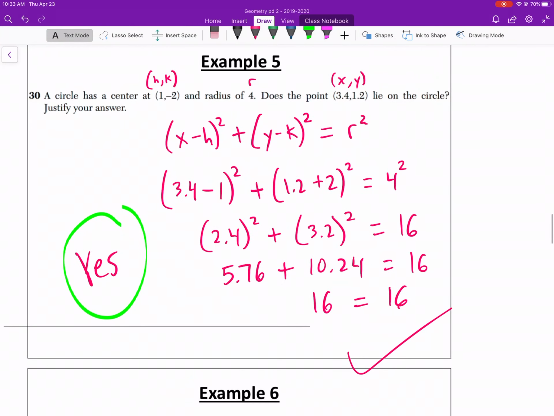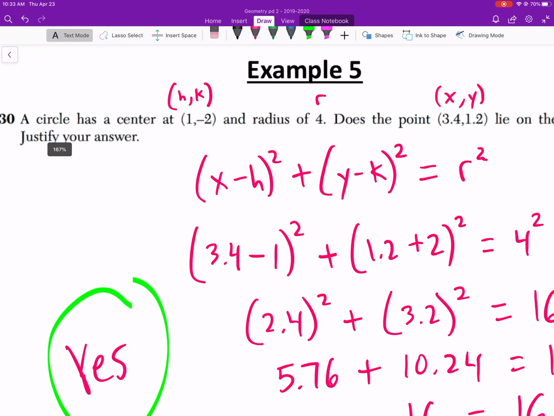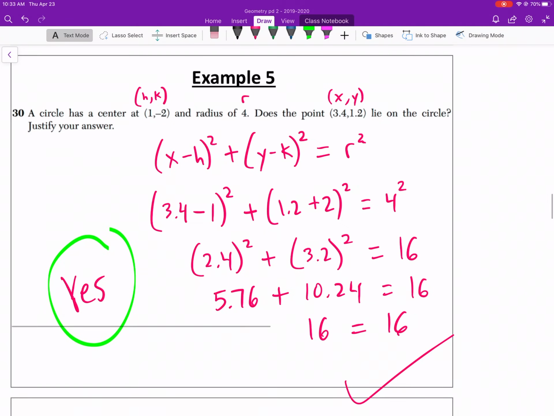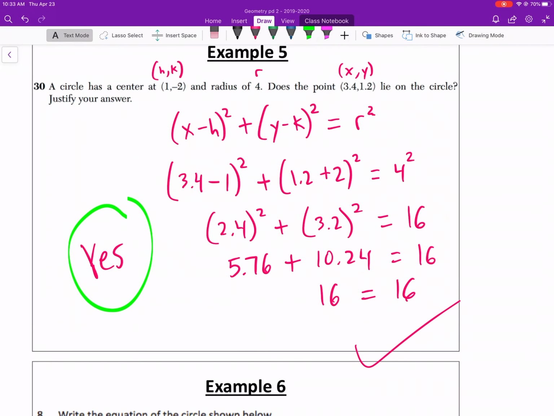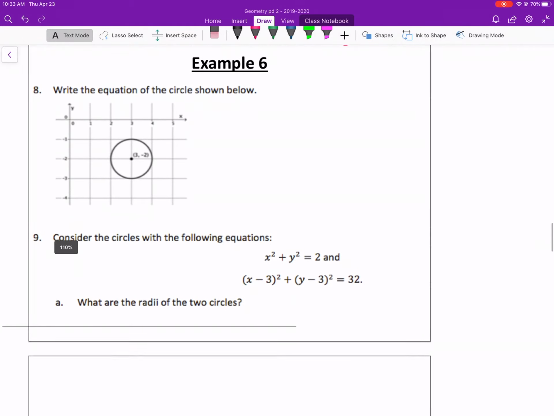Normally when we write the equation, we just substitute our h, k, and r, but they're asking us to essentially check, does that x, y value satisfy the equation? If it satisfies the equation, right, it's balanced, 16 equals 16, yeah, it lies on the circle. If it's not balanced, if it was like 14 equals 16, whatever, something else, then it would be no good. All right, we're almost done here.